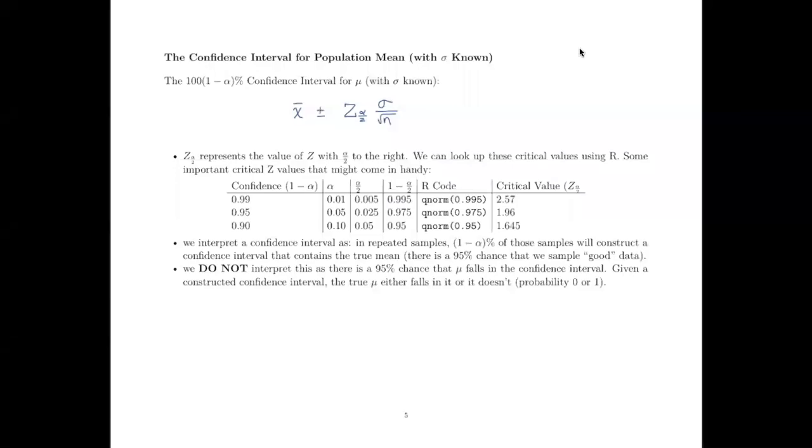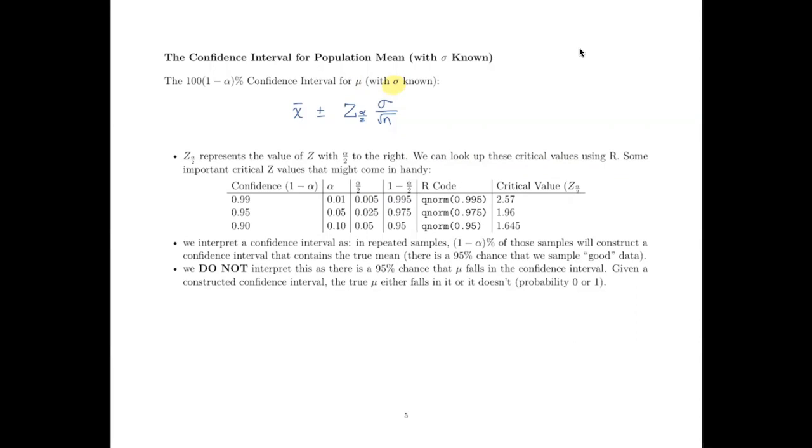Okay, so this video is going to talk about constructing confidence intervals or interval estimates for population mean. Remember, we denote population mean as mu, representing the mean of all the possible individuals. And we're going to look specifically at the case where sigma, that's our population standard deviation, is known.